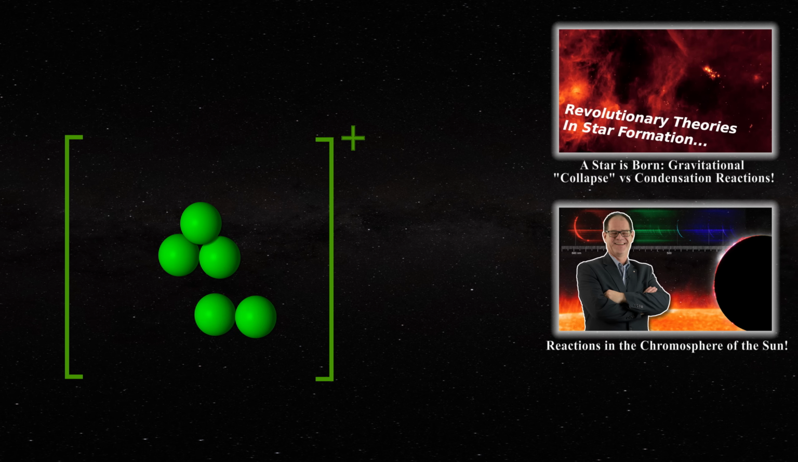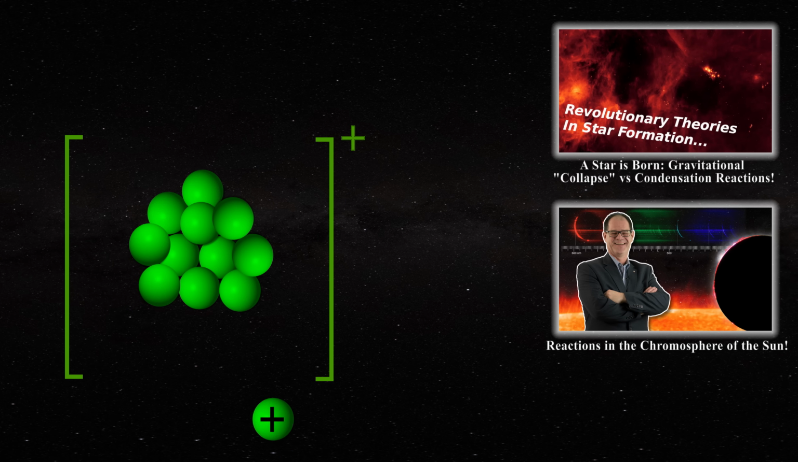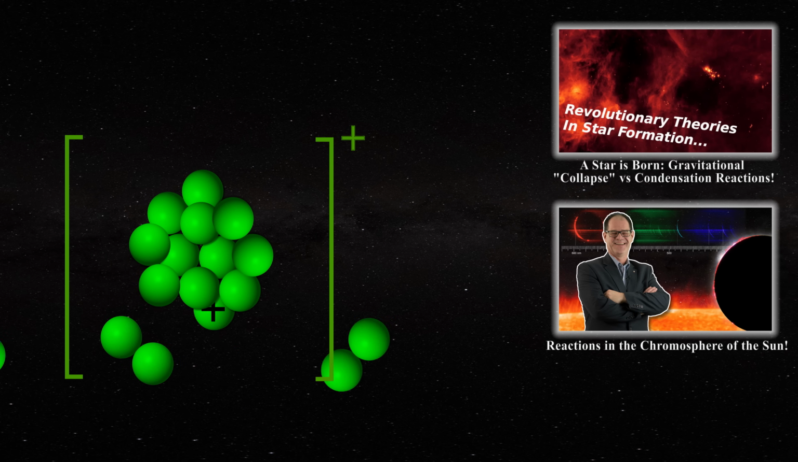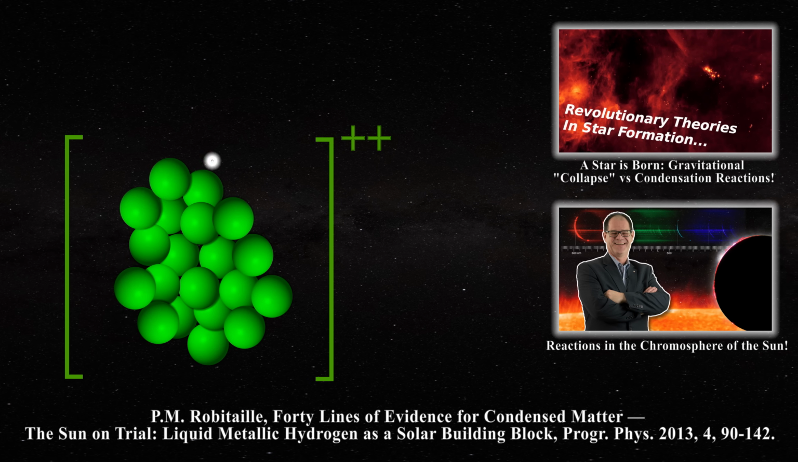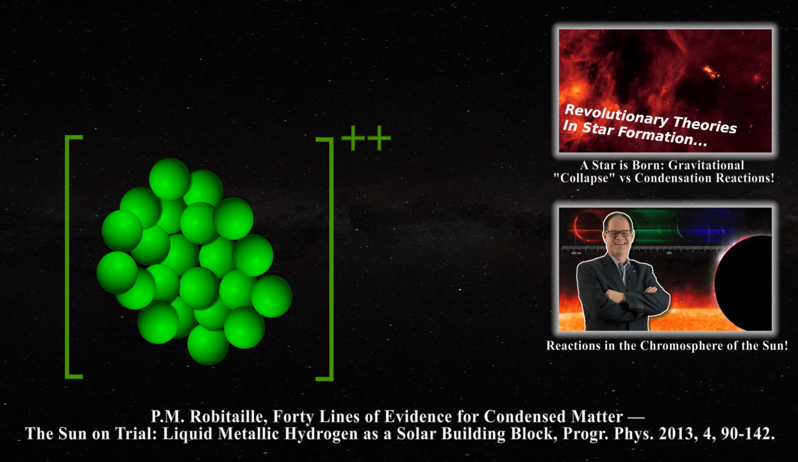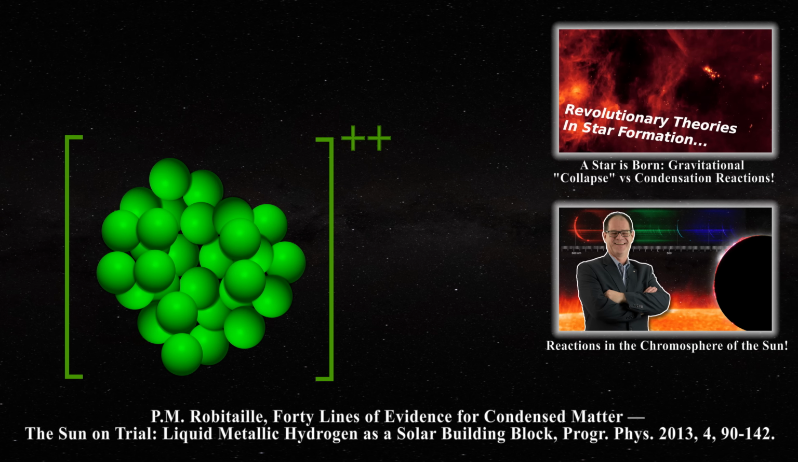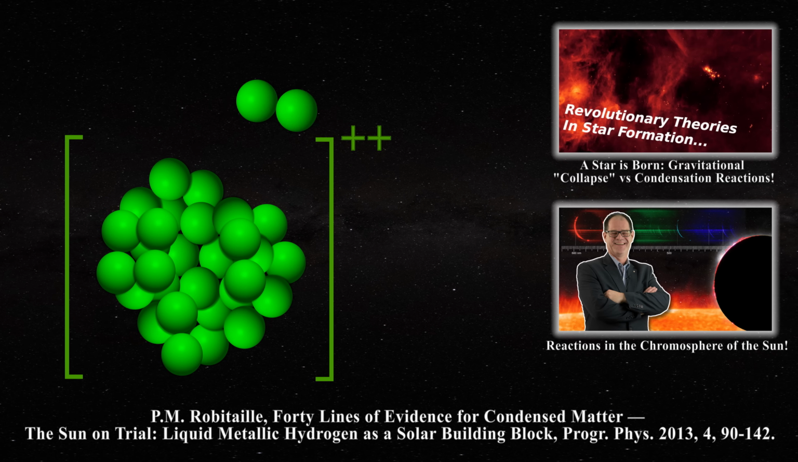That is how the presence of chromospheric emission spectra was explained in the liquid metallic hydrogen solar model as outlined here. We will return to the idea of building a star from simple molecules through photon-emitting condensation reactions in future videos, as there is no viable alternative in an early universe.